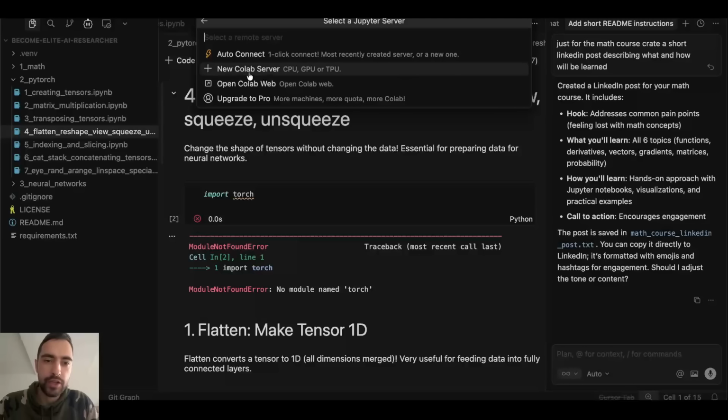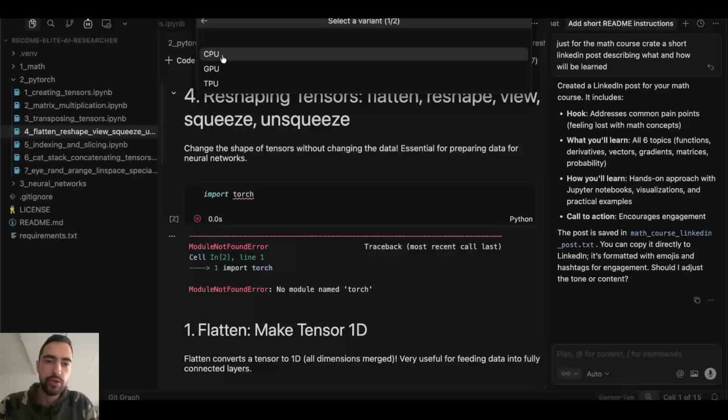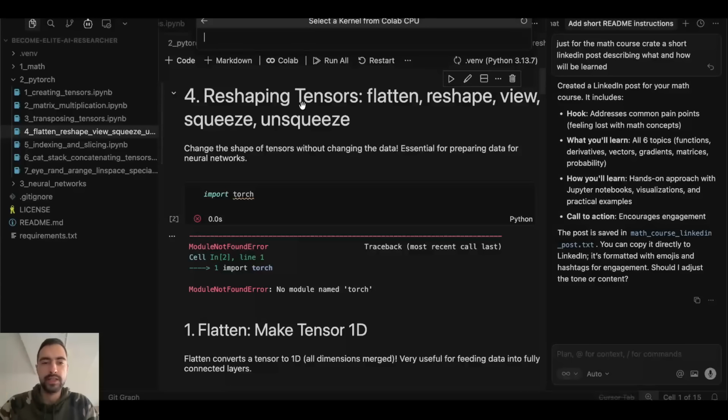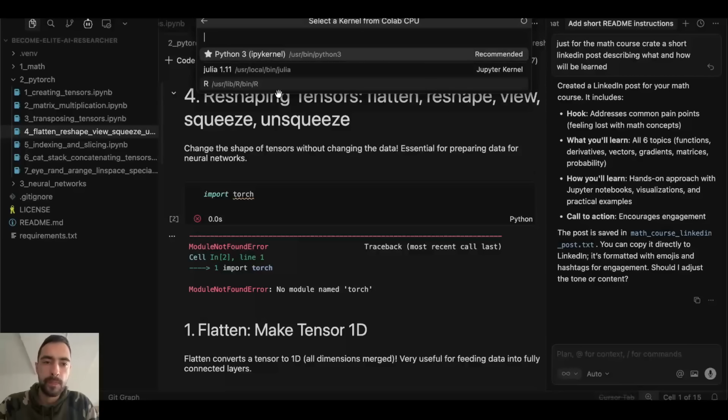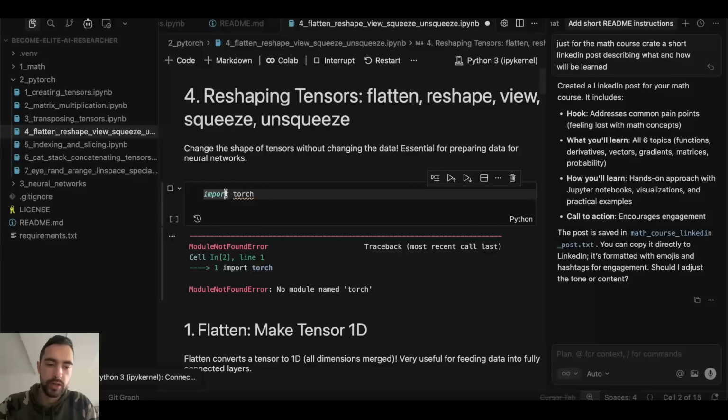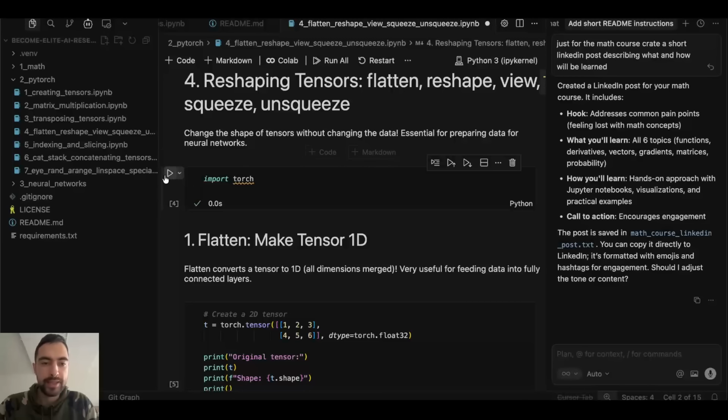And then I can start a new Colab server. I'm gonna choose CPU and just press enter, so here I'm just gonna use Google's CPU. And then I'm gonna choose this Python kernel. And let's see, it should work. And it works. I chose CPU because I can use it for longer than GPU.